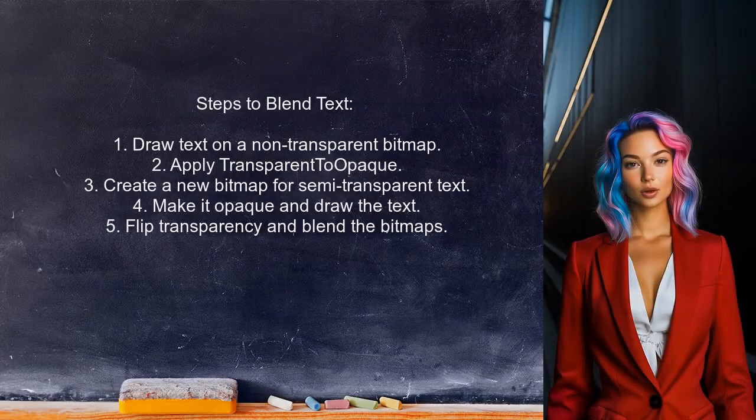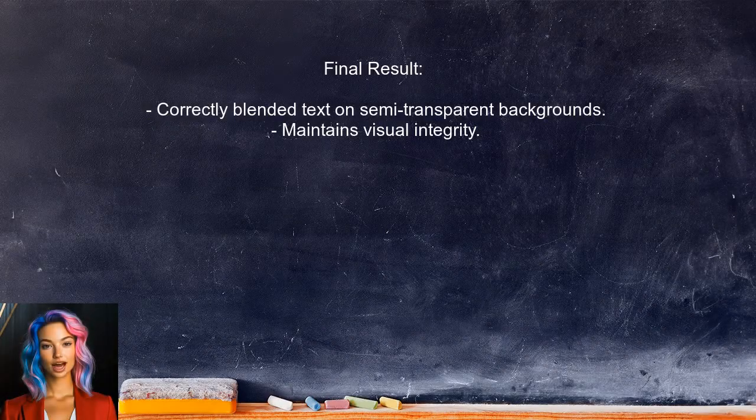To blend text correctly, first draw the text on a bitmap without transparency, then apply transparent to opaque. For a semi-transparent bitmap, create a new bitmap, copy the original, and make it opaque before drawing the text. Finally, flip the transparency and blend the bitmaps together. This method ensures that the text appears correctly when blended with other images, maintaining the desired visual effect.